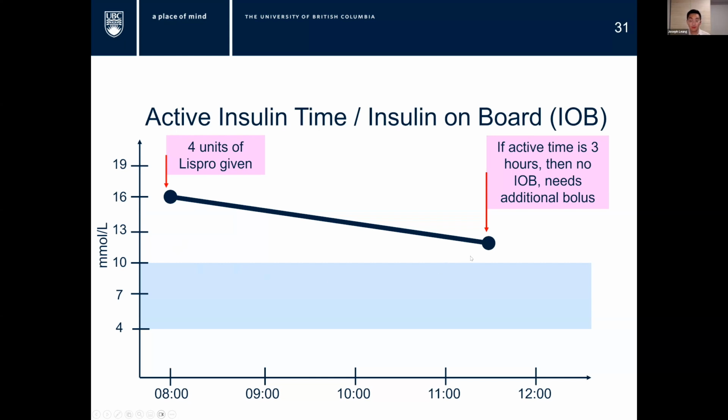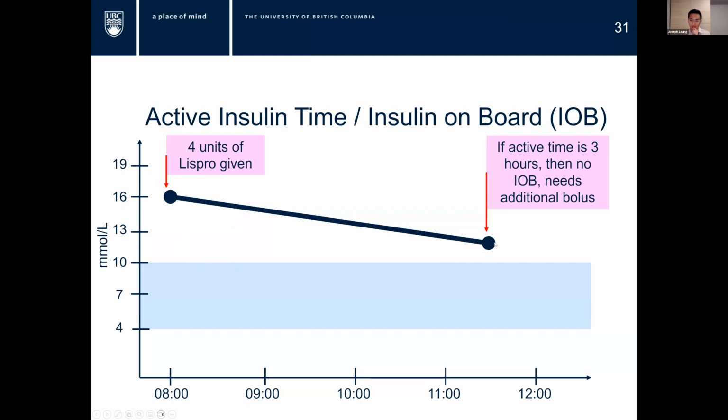By 11:30 a.m., this individual's blood sugar has come down to, let's say, around 12 millimoles. So that's great. That's what we expect. We gave some correction insulin, the blood sugar came down. That's great, but the blood sugar is still above target here.